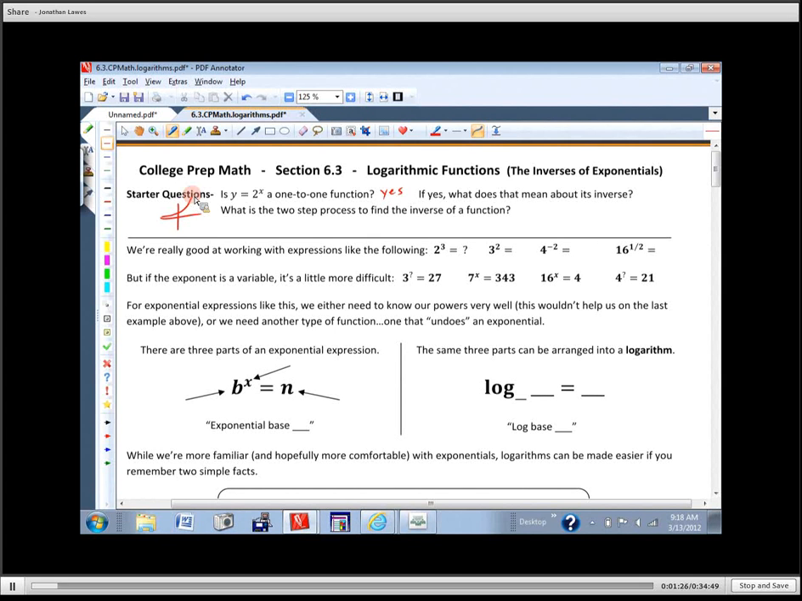Okay, vertical line test tells whether or not it's a function, and the horizontal line test tells whether or not it's a one-to-one function. This passes the vertical line test and the horizontal line test, so it's got to be a one-to-one function. Why is that a big deal? What does it mean about its inverse? Okay, inverse is also a function.